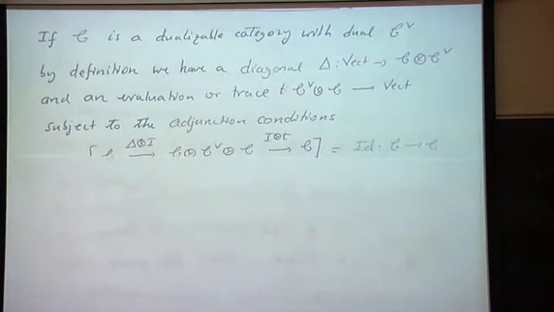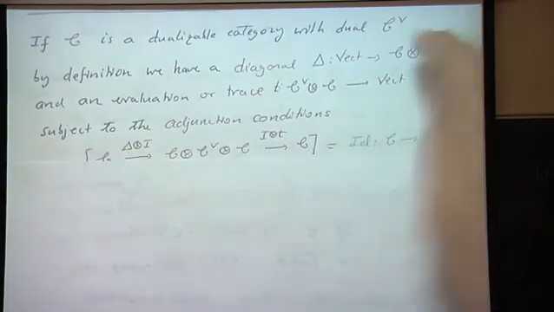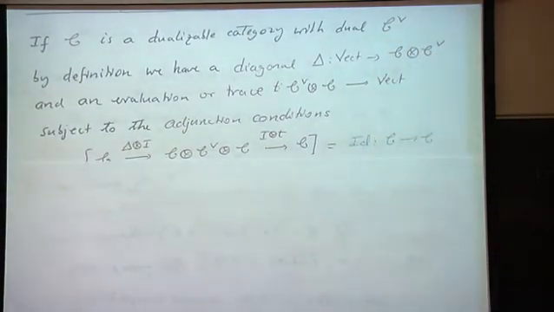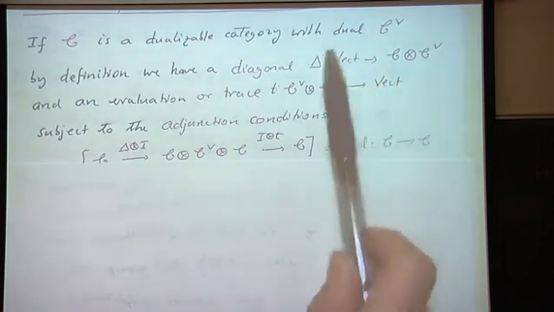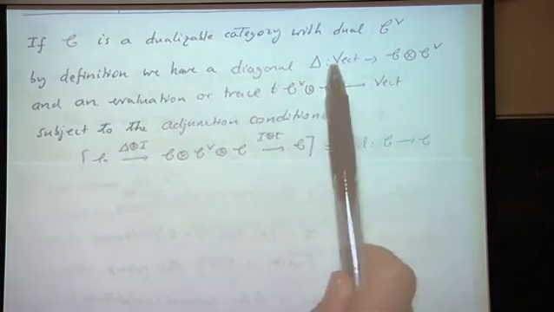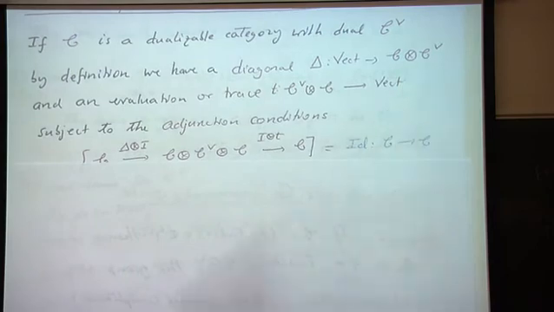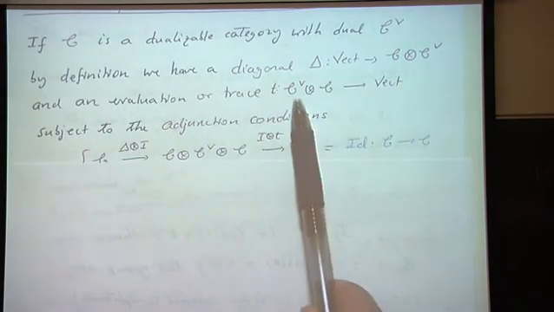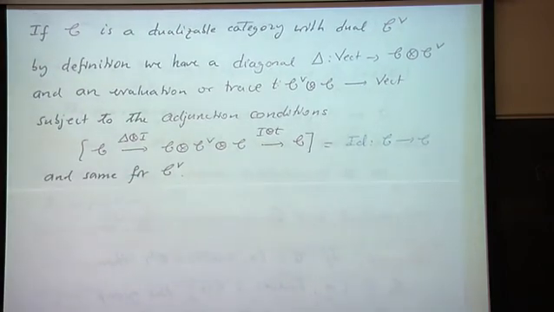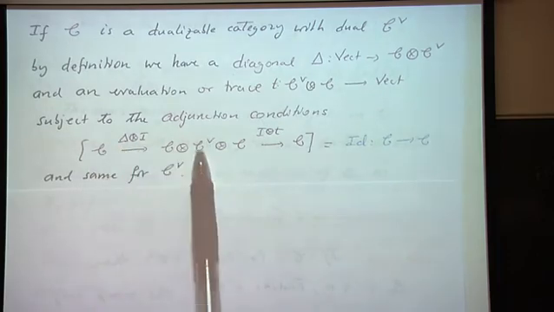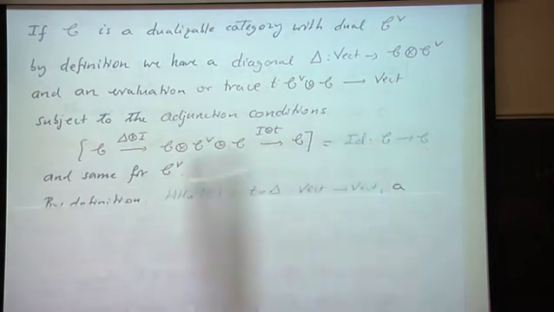So if C is a dualizable category with dual denoted by C check, typically this is going to be some nicely behaved linear functors from C to Vect, like linear maps. Then, by definition of duality, it means we have a diagonal morphism from Vect to C tensor C check, or a diagonal inside, if you like, and the trace or an evaluation pairing from C check tensor C to Vect, subject to the adjunction conditions, which says that starting with C, moving by a diagonal to this big thing and contracting the other two factors gives the identity, and the same for C check.